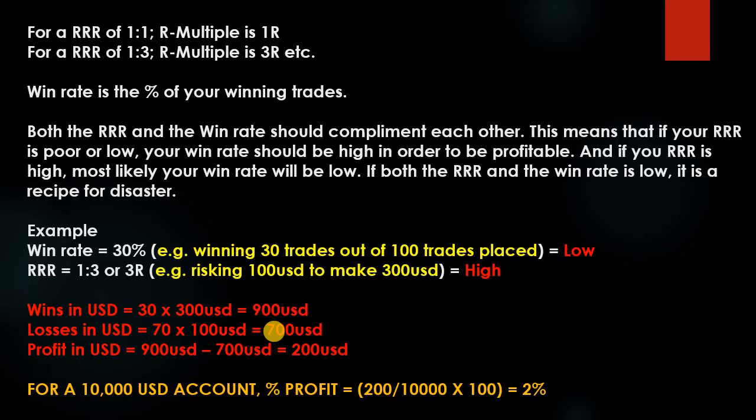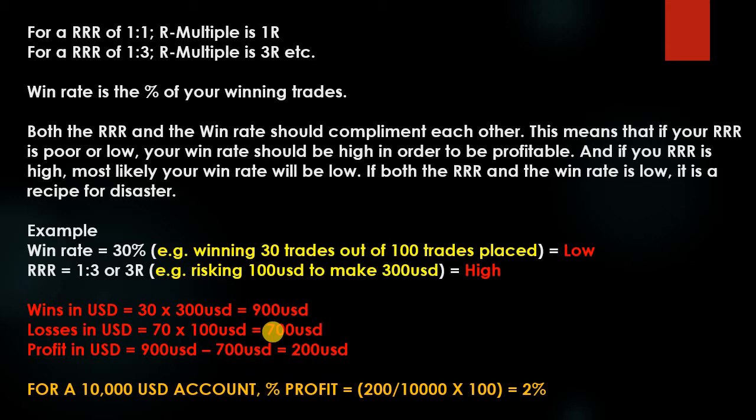Let's look at one example. This particular trader has a win rate of 30%. For example, he is capable of winning 30 trades out of 100 trades placed. A win rate of 30% is generally considered a low win rate. But let's see what his risk to reward ratio is.